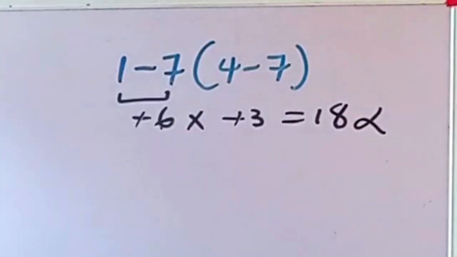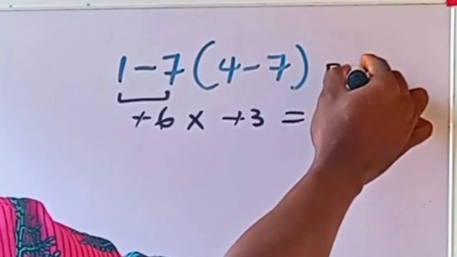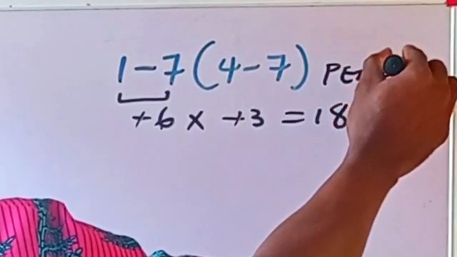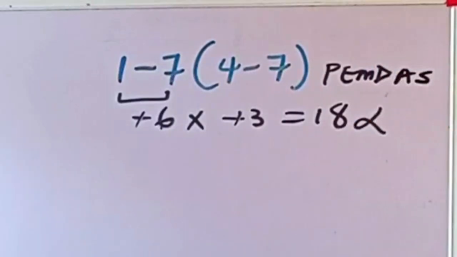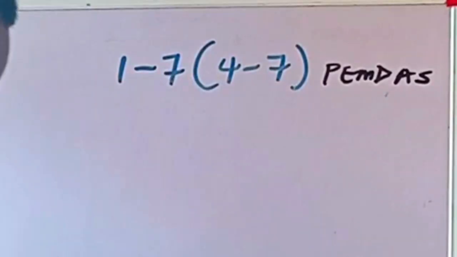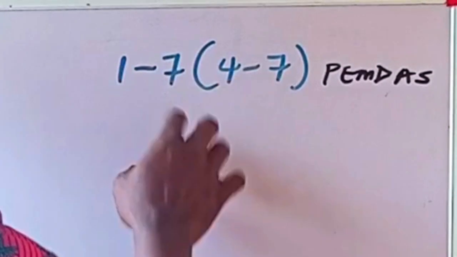The reason why it is wrong is because we have to use our order of operation, which is PEMDAS, right? So if we use PEMDAS to solve this, we will not get 18, all right? Because this rule is called order of operation. So we have to follow the order of operation.